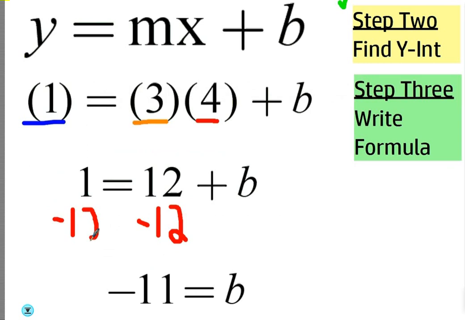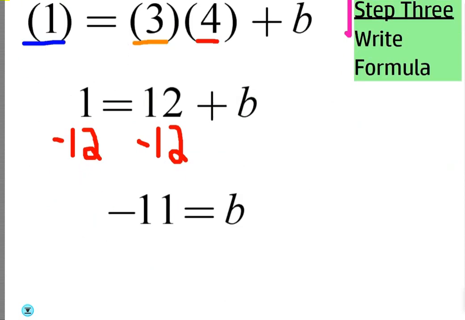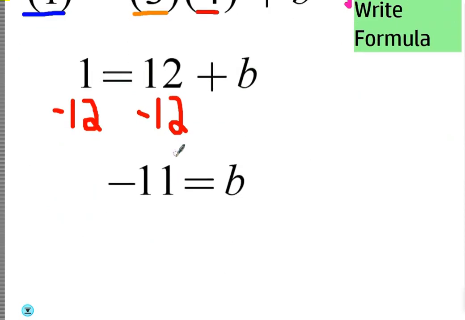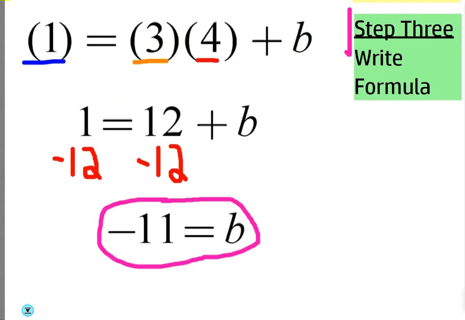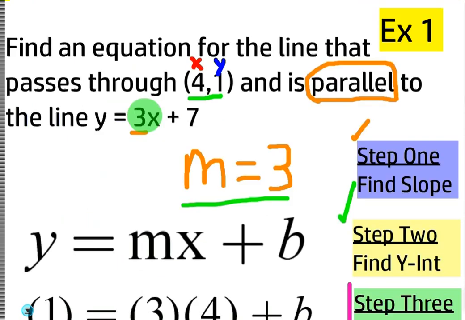Well, they asked what step 3 was. Now that we've figured out the y-intercept, we then need to write the formula out for our new line. The only difference is the y-intercept is negative 11. It has the same slope. So y equals 3x plus negative 11.